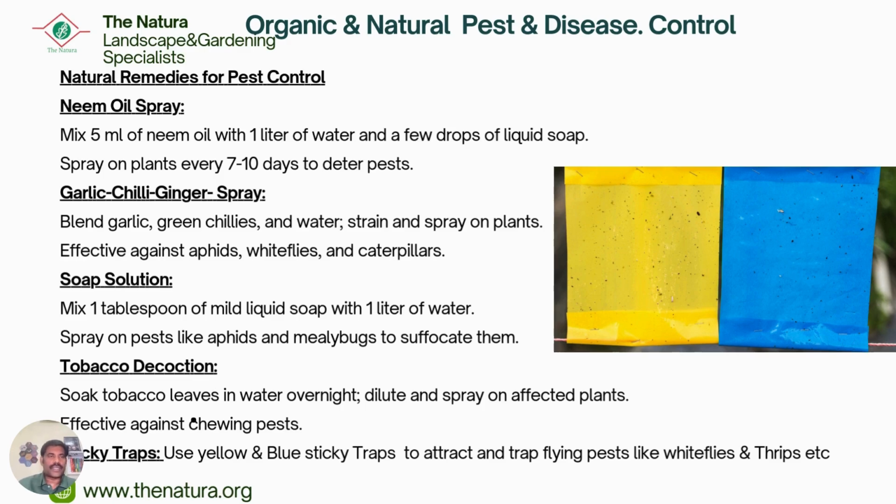Okay, after all these, the pest and disease have occurred. How can we control them? The normal control is neem oil spray. Mix 5 ml of neem oil with 1 liter of water and a few drops of liquid soap, and spray on plants every 7 to 10 days to deter pests. This is one method. Always use these cyclically along with whatever other things we do. Every 7 to 10 days it's what we call a prophylactic spray. That means we are giving control before the problem occurs.